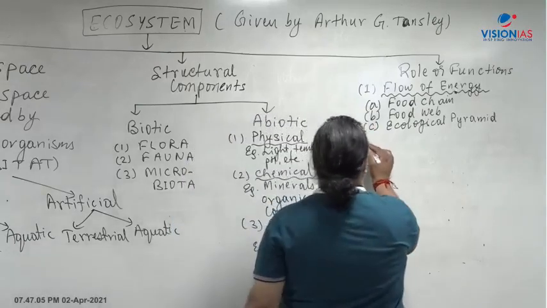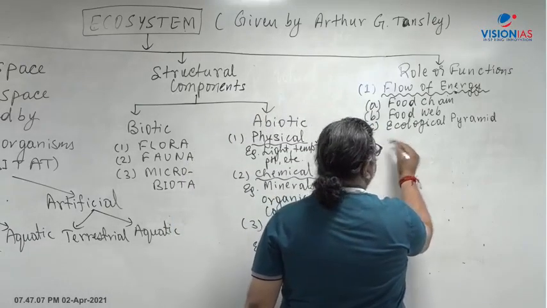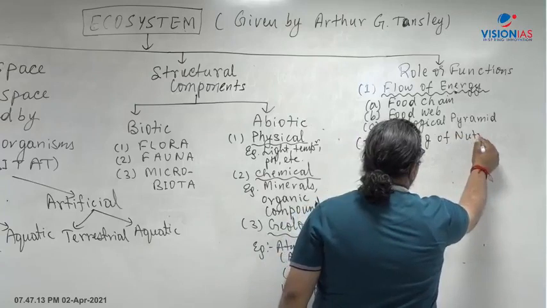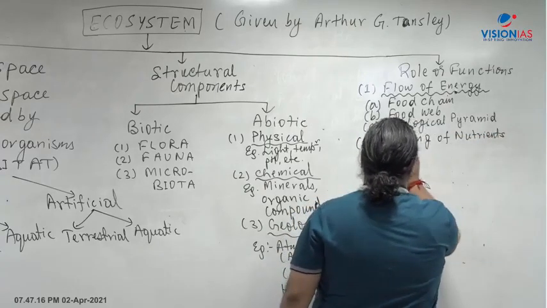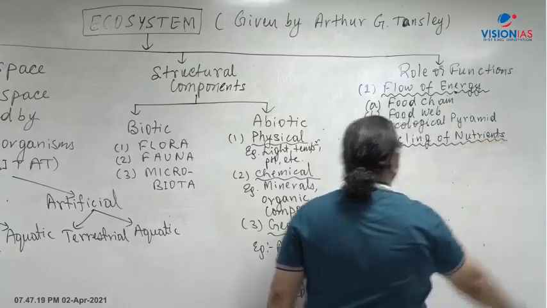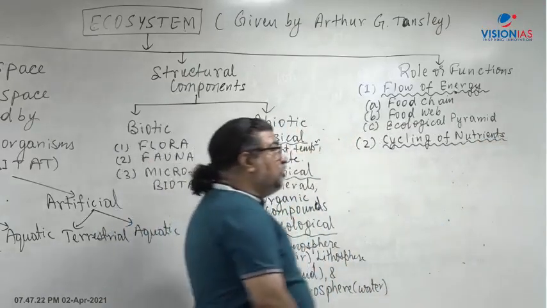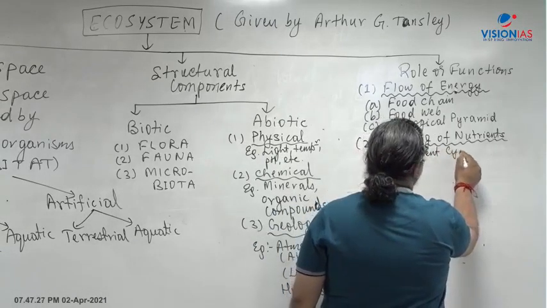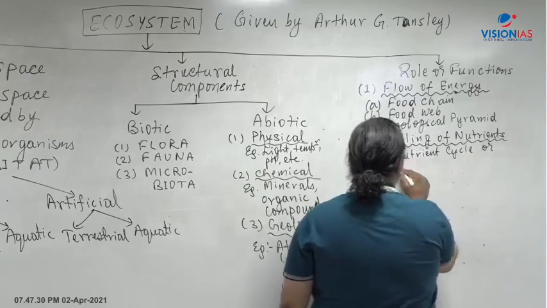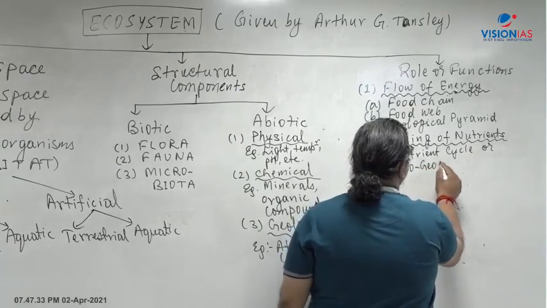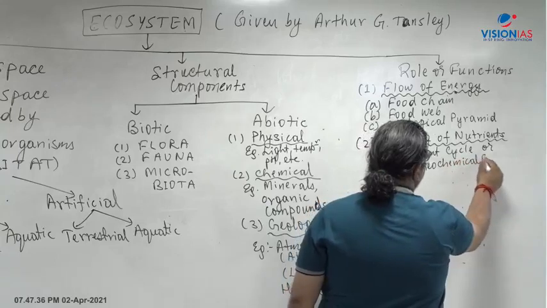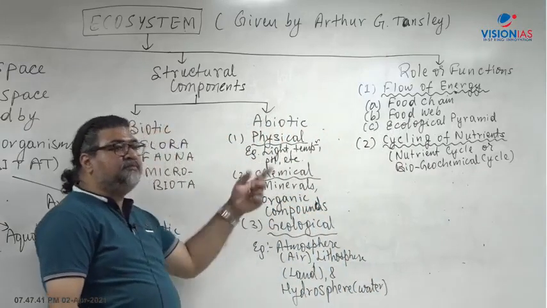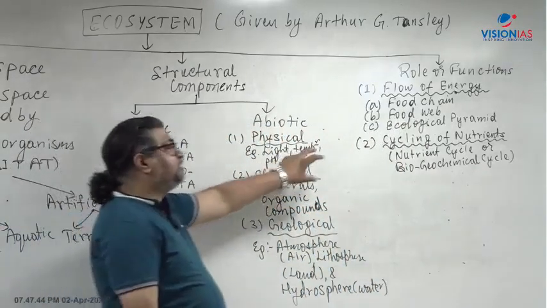Now what is the second function? Second function is cycling of materials, cycling of nutrients, carbon, water, sulfur, phosphorus, right, all these kinds of nutrients. What we call here a nutrient cycle, or there is another name called a biogeochemical cycle. Right? There is another function played by the ecosystem. We will be studying about this cycling of nutrients.